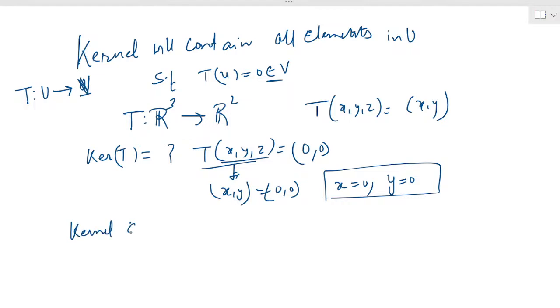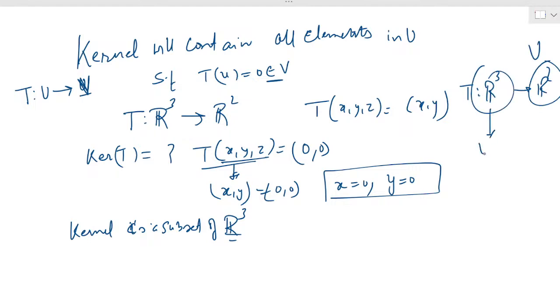is what? Kernel is a subset of, sorry, it is a subset of R cube. It is in the domain. I want to find what are the points in the domain which I place in the transformation T such that I get a 0. 0 in what? 0 in V, which is here R square. Here you have this R square is V and R cube is U.